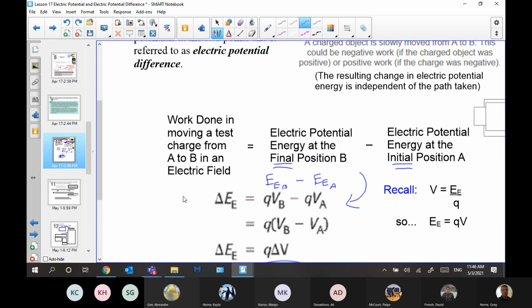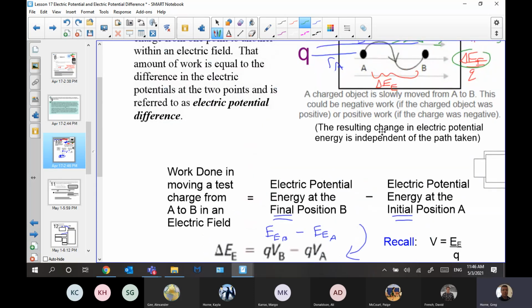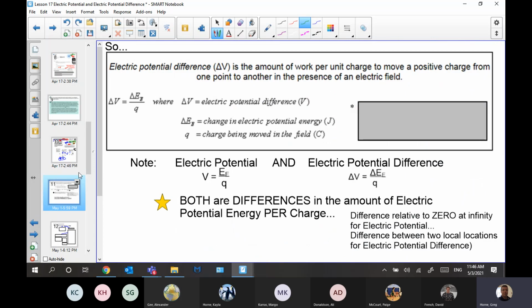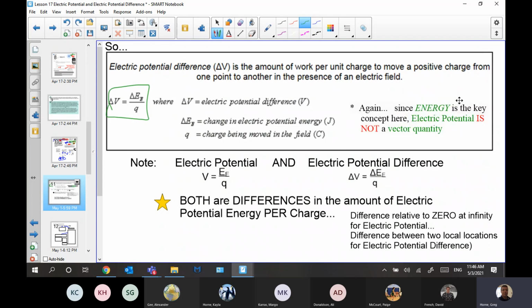Questions about that? The idea that the path doesn't matter isn't that critical, it's just true. So there's the equation I said was going to be on the next page. Electric potential difference is delta V equals delta E over Q, the change in electric potential energy per charge. And again, we're not talking about vectors, just the signs matter.